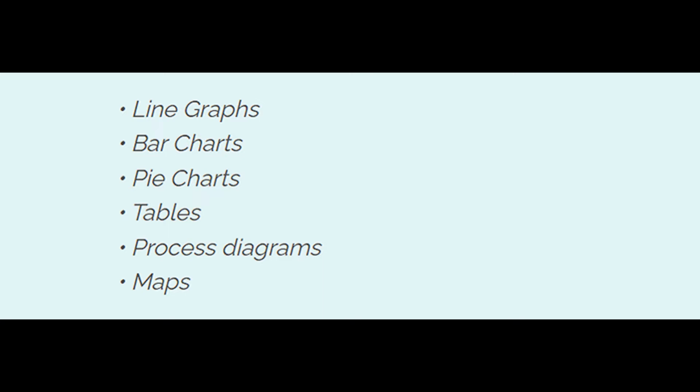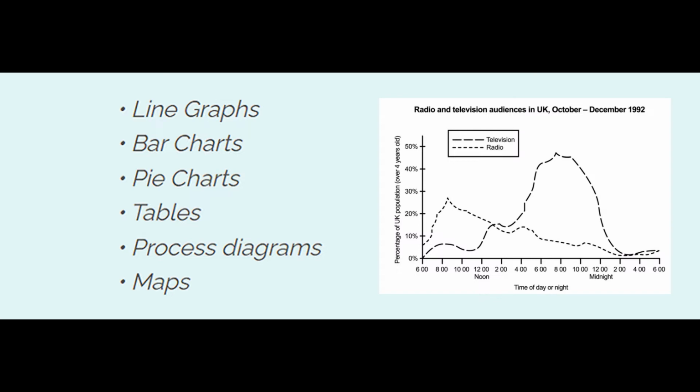You can have a line graph such as this, where you have to compare two different things, and you'll have to use a language of change. For example, the number of people watching television in the UK rose significantly after 4 p.m. It peaked at 8 p.m. with approximately 45% of the British population being engaged viewers.